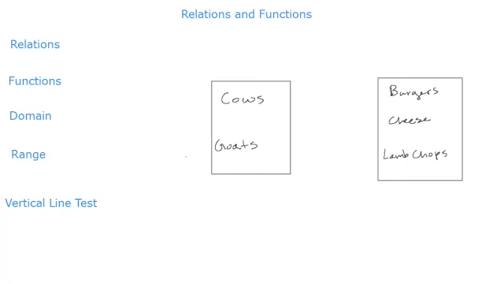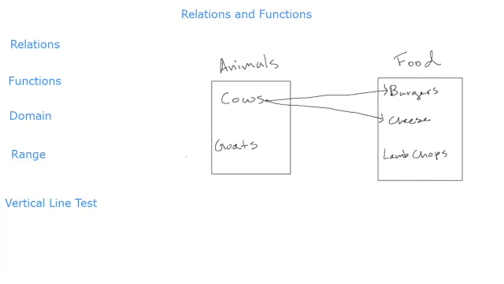This first set, we could call this a set of animals. Okay. And we could call this set over here food. Y'all following me so far? Okay. Now, we could say, okay, cows, they can make burgers, and cows can also make cheese.